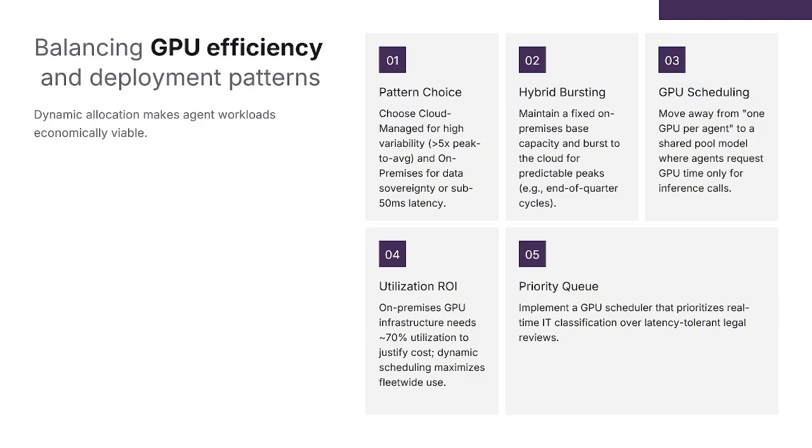So dynamic scheduling maximizes fleet-wide utilization. And then we have a priority queue, where you implement a GPU scheduler that prioritizes real-time classification over latency-tolerant workloads. So these are the design patterns that you can take into consideration as you design for, or consider, cloud-native deployment patterns, or whether you want to implement hybrid or fully on-premise.